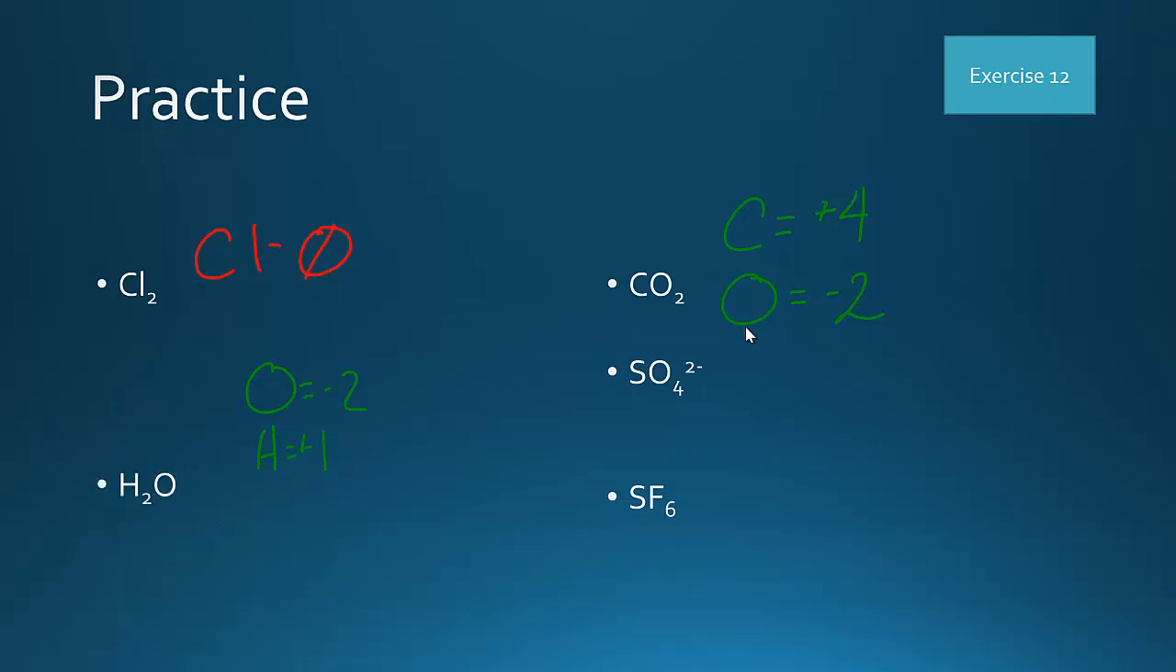Now, in both of those examples, the compound was neutral. What if a compound is not neutral? So for the example sulfate, sulfate is a polyatomic anion. It has a -2 charge.